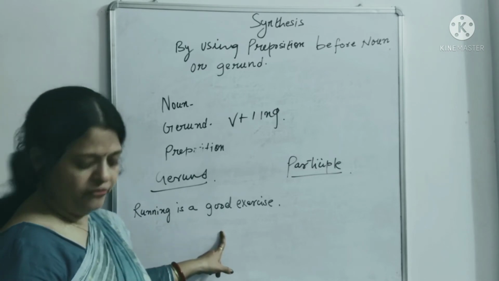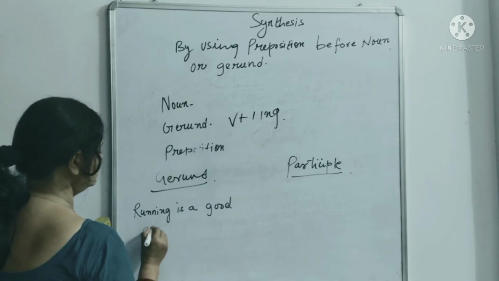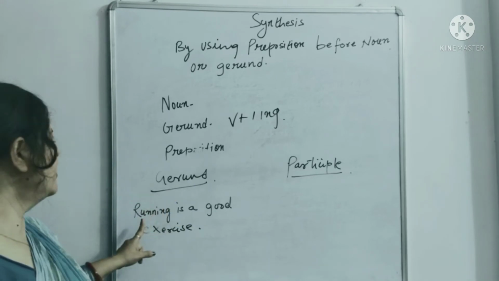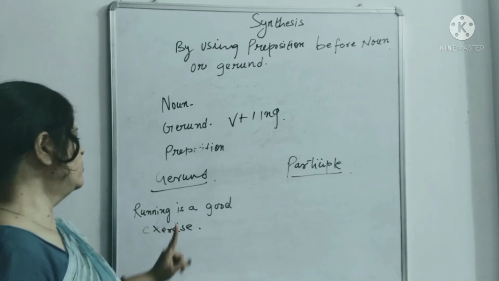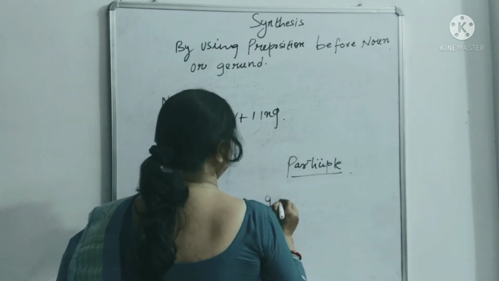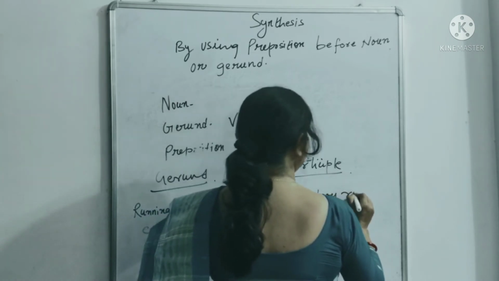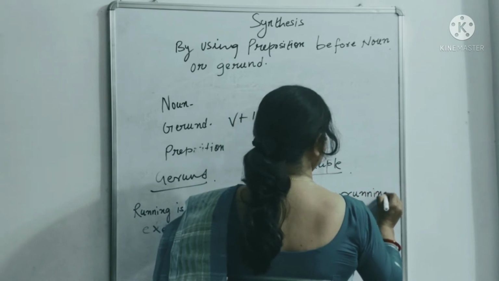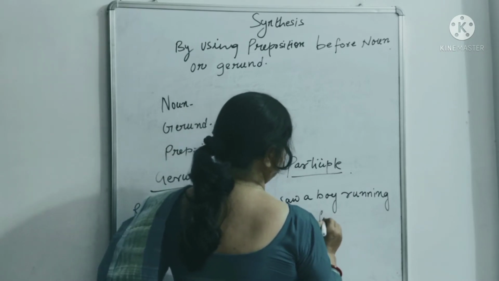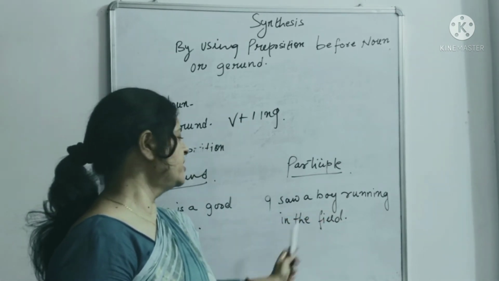This is an example of gerund, yani run karna. Understand? So running is a good exercise, and participle, I saw a boy running in the field. So here the difference lies. I saw a boy running in the field.